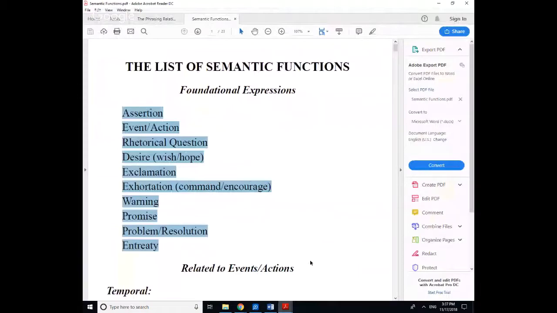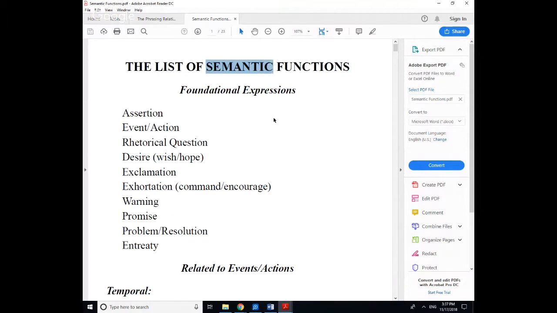Here's an output I've basically done from there, where they mention the list of semantic functions. Don't get tripped up on the word semantic. It just means meaning, a word meaning basically. So you have these things called foundational expressions, which is what this video is going to be about. The ones that they mention are assertion, event, action, rhetorical question, desire, wish, hope, exclamation, exhortation, warning, promise, problem resolution, and entreaty.